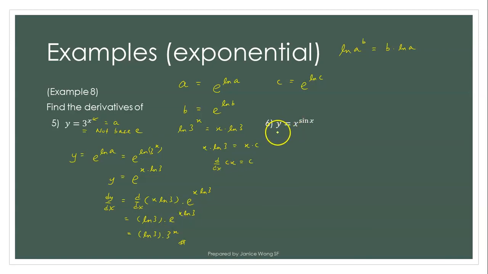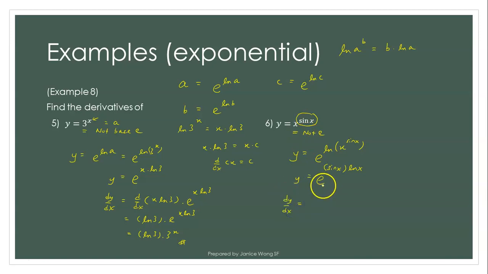Let's try one more example. y equals x to the power of sine x. Again, the power is in terms of x, but the base is not base e. So I need to convert to base e first. According to the rule, when we have x to the power of sine x, to convert to base e, I will call out e to the power of ln x to the power of sine x. For ln x to the power of sine x, this power can be brought forward. So it is e to the power of sine x ln x. Now, we have converted the exponential term to base e.